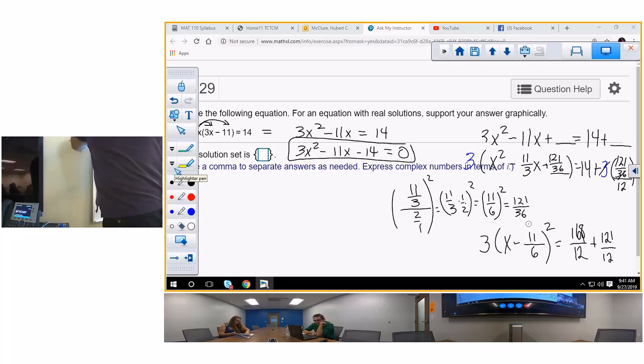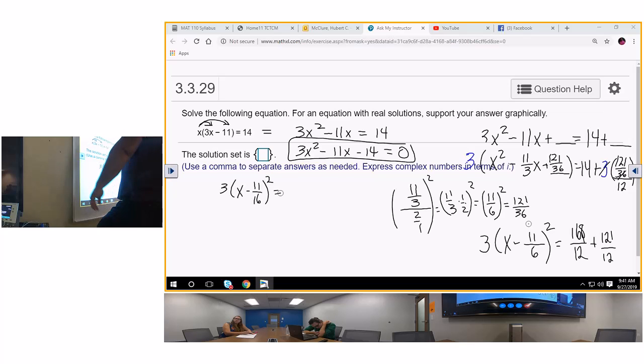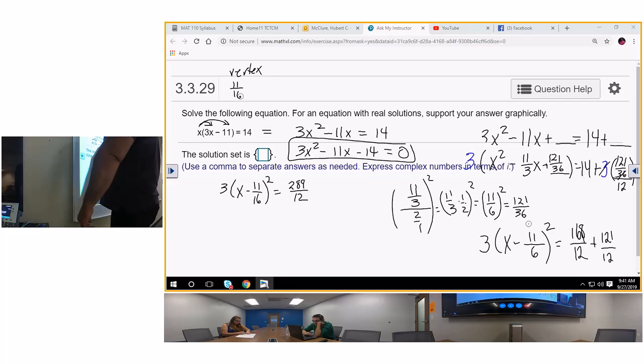Okay, so click that tab. I got 3 times x minus 11 over 6 is equal to 168 plus 121 is 289. Help me out. 289 over 12. So what's our vertex? The vertex is 11/6, comma, negative 289 over 12.